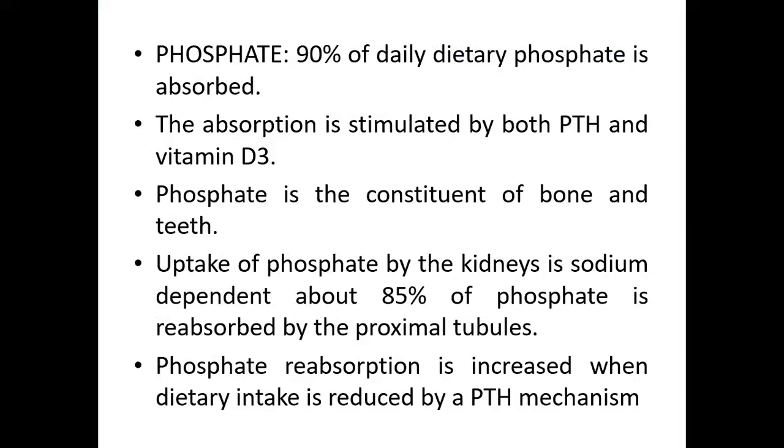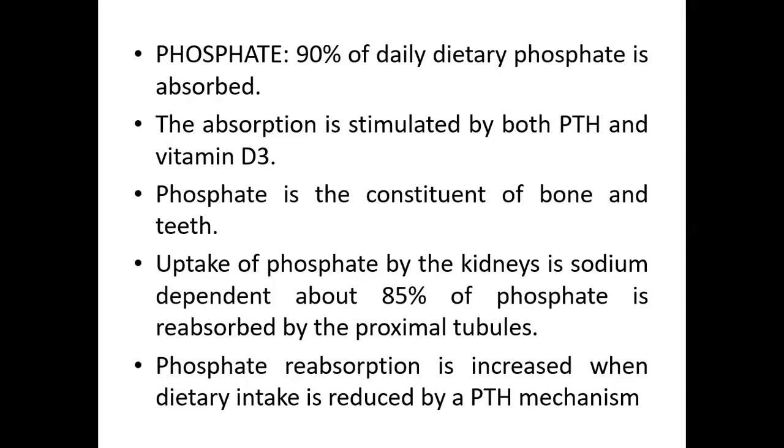Almost 90% of the daily dietary phosphate is absorbed. Now, this absorption of phosphate is stimulated or regulated by both PTH, which is the parathyroid hormone, and vitamin D3. Phosphate, as we all know, is a constituent of bone and teeth, along with calcium. And uptake of phosphate by the kidney is sodium dependent. About 85% of phosphate is reabsorbed by the proximal convoluted tubule. Phosphate reabsorption is increased by a PTH mechanism when dietary intake is reduced. We will expand on this a little later.